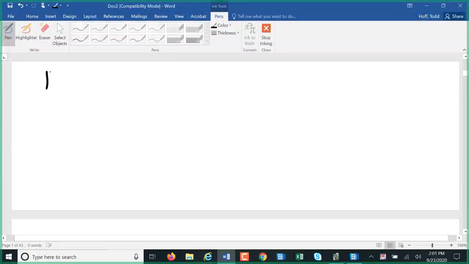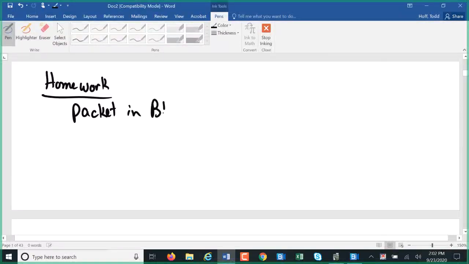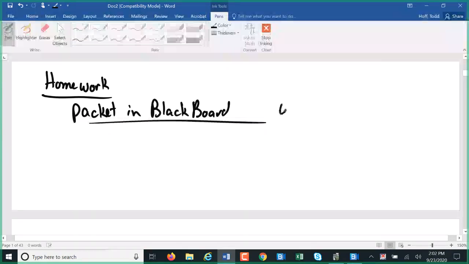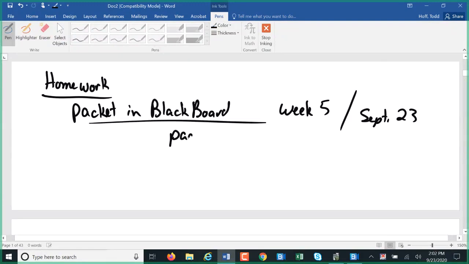Our homework for today. There is a packet in Blackboard, it's posted under week 5, September 23rd. And in that packet, it is pages 144 through 147. The homework is in the gray boxes.